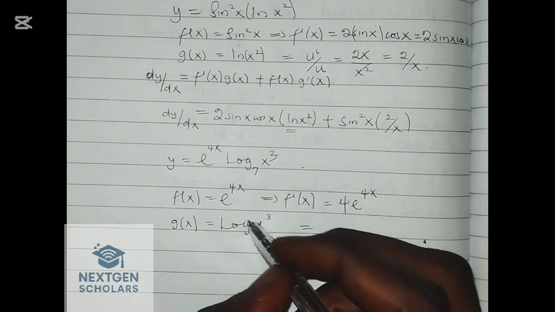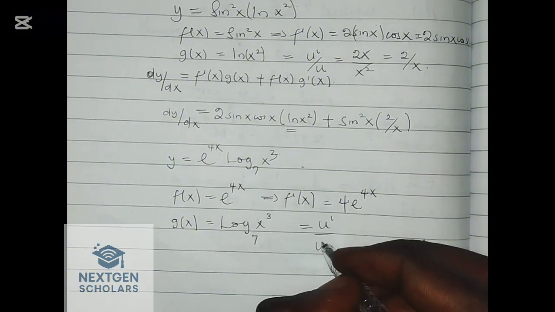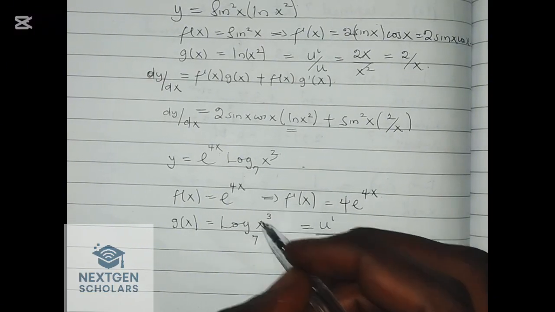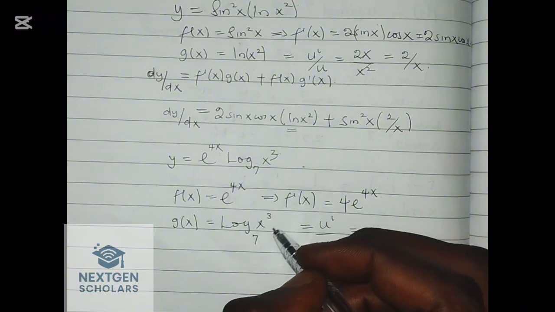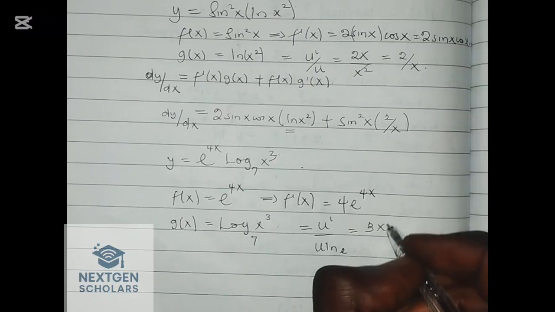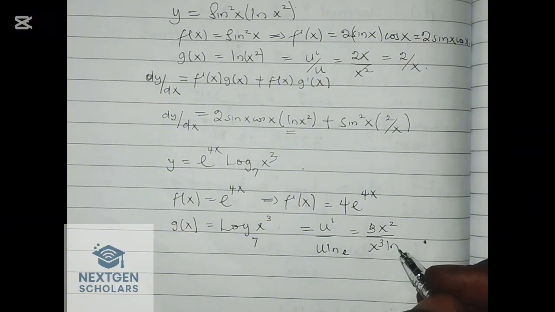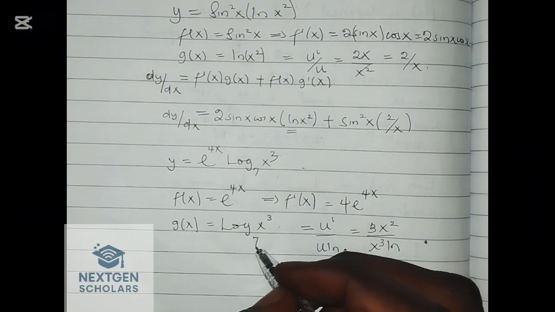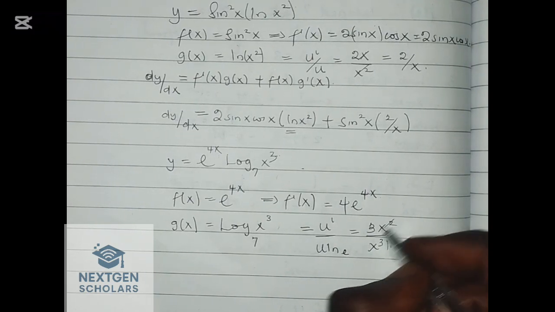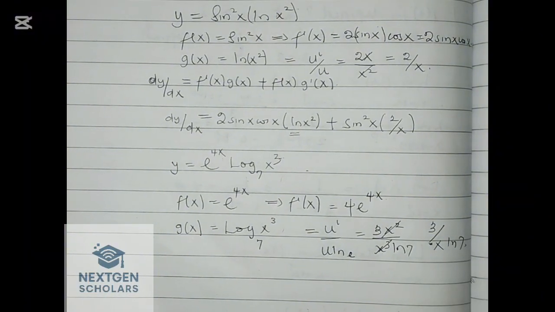To differentiate the logarithm, the formula is u prime over u ln a. What is our u prime? Our u is what we have in the bracket, that is x cubed. Now u prime is 3x squared, so 3x squared over u itself, x cubed, then ln of the base of the logarithm function, which is 7 here, ln 7. So the value becomes 3 over x ln 7.